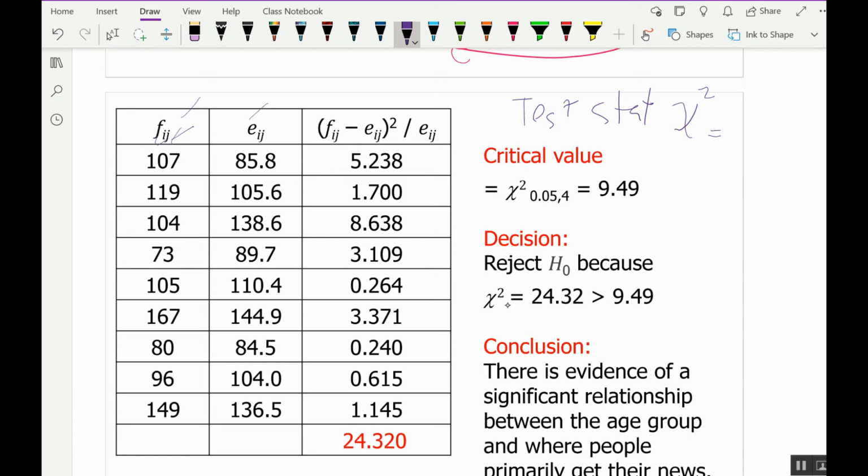So then you can proceed to the next step, which is the formula of the test statistic of chi-square, which is you take F11 minus E11 squared. So you take 107. Basically this one will be 107 minus 85.8 squared. Okay, and what is the next step? You need to divide it by 85.8. Maybe I just write it somewhere here.